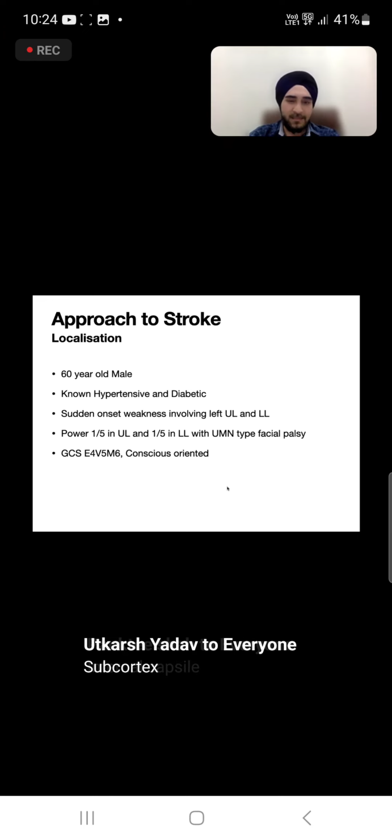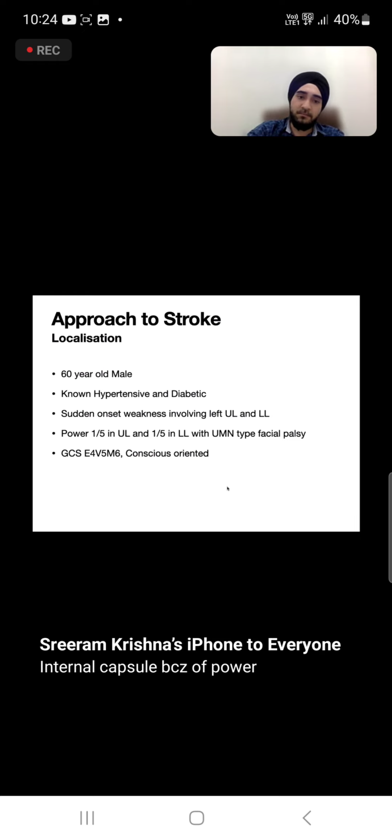Now let's take one more step ahead here. We have gone into details. Subcortex at what level? Corona radiata or internal capsule? Or thalamus? Internal capsule. Yes. Here this is a case where you can safely say that probably internal capsule, because there is a dense weakness and the GCS is preserved. Corona radiata, I would have said if the power is 3 by 5 or 4 minus by 5. Yeah, internal capsule because of power.